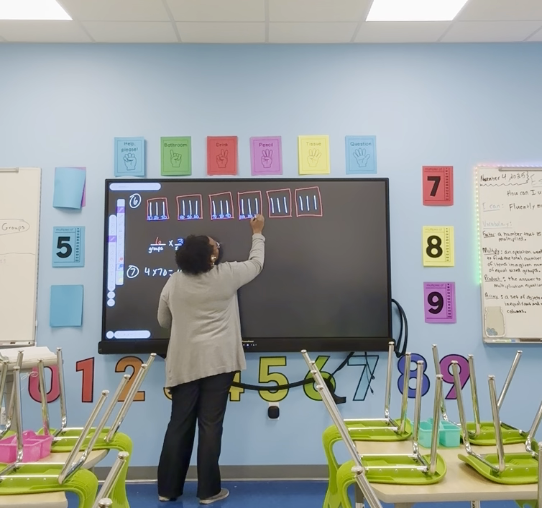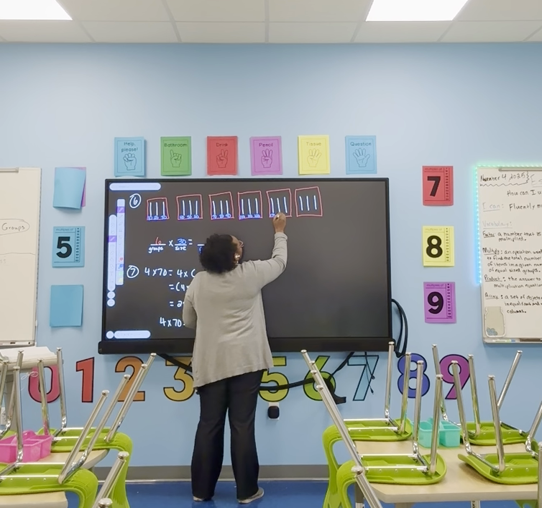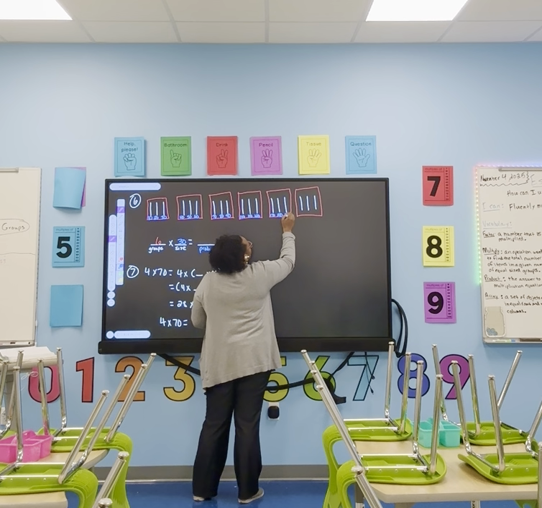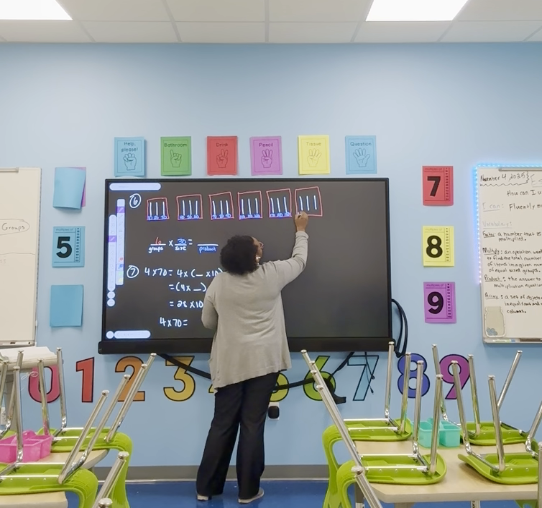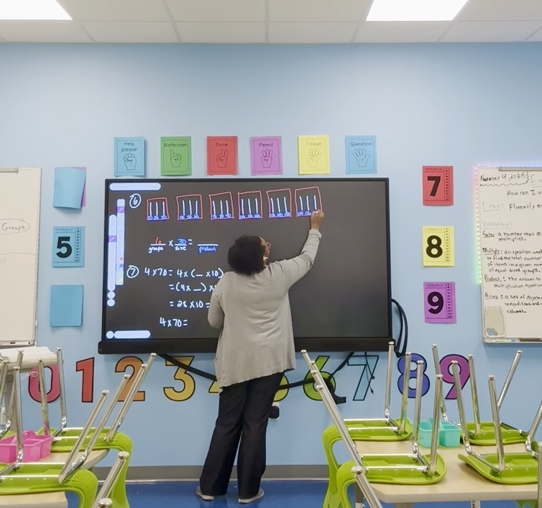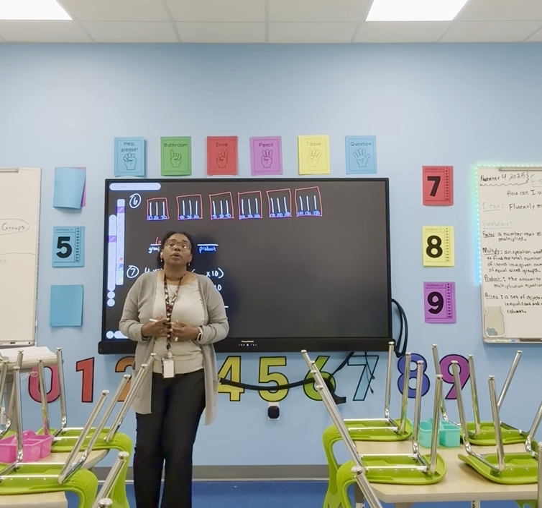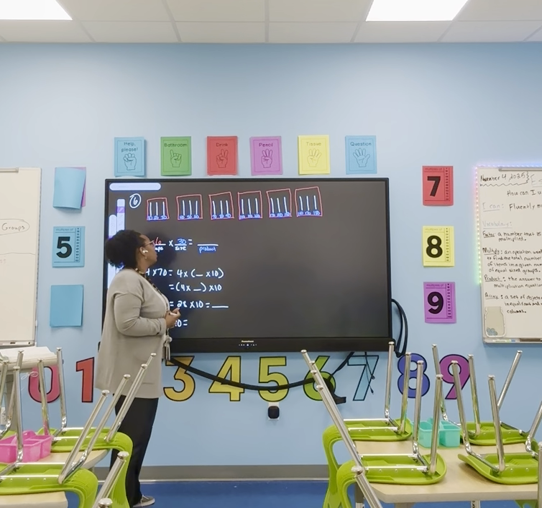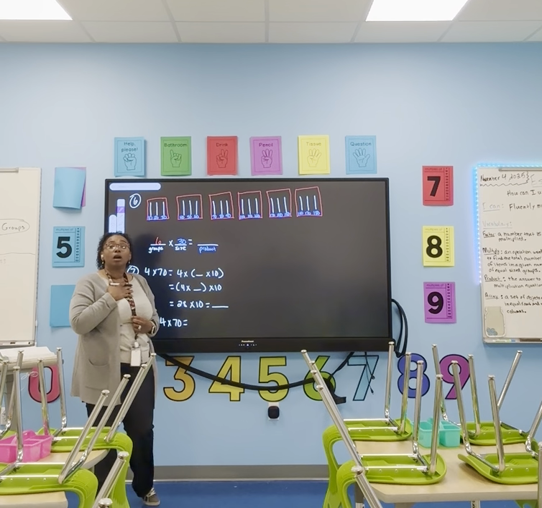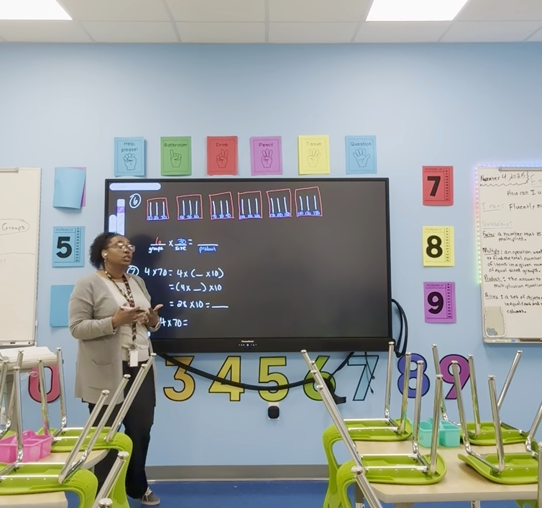110, 120, 130, 140, 150, 160, 170, and the last one is 180. So I got to 180 when I counted by tens. So now I know that the product, or the answer to my multiplication equation, is 180.